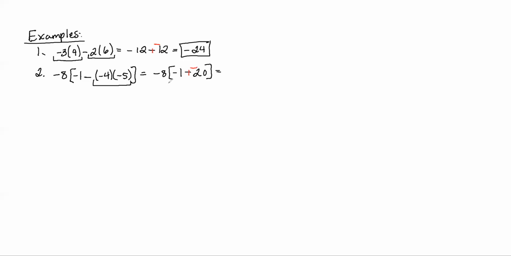And now -1 plus -20, bring over the -8 in front. I'll leave the bracket because that's our multiplication. And a negative plus a negative gives us a -21. And now finally multiplying -8 times -21. You can always multiply that off to the side if you want to. You don't have to, but we get a positive 168.